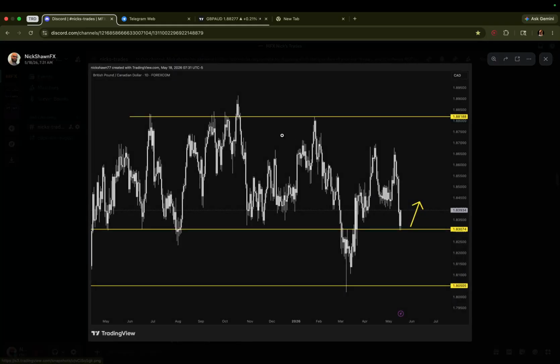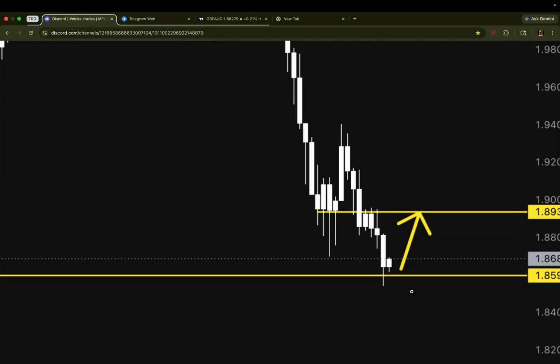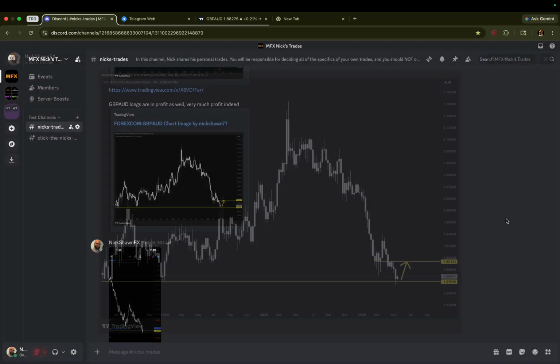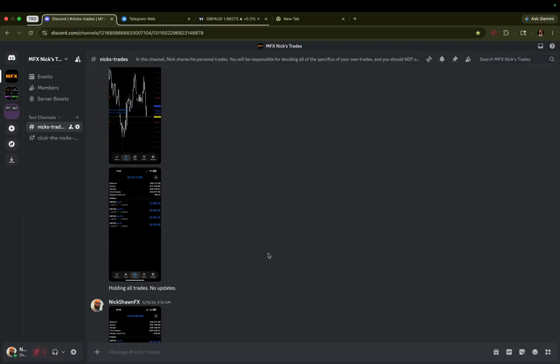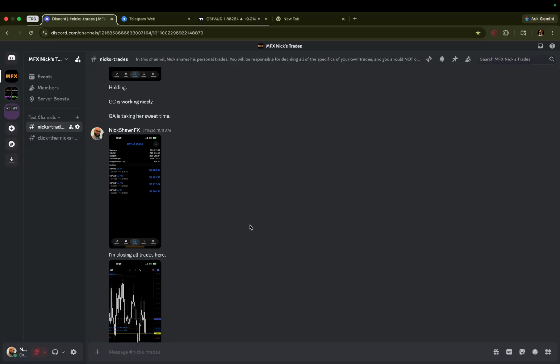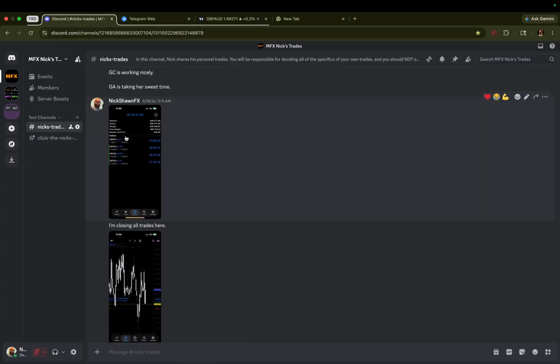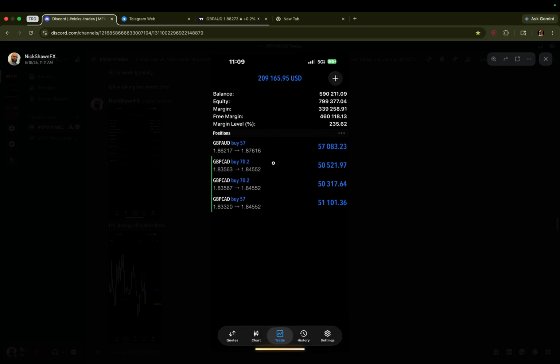So this is what happened the next day. GBP CAD started to bounce, and then GBP AUD started to bounce as well. And you can see it was down there. Long story short, things started to go into profit. At this point, I was in $82,000 of profit, and then it kept moving into profit. And then I closed everything right here in $209,000 of net profit.